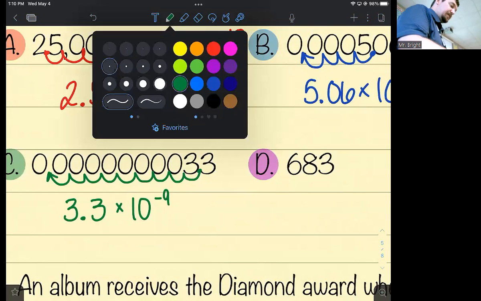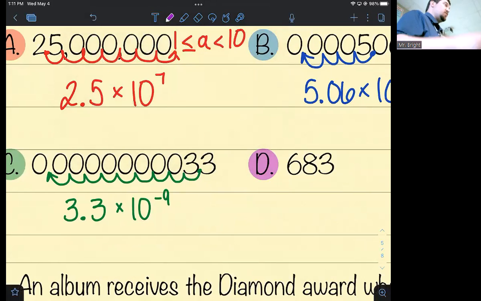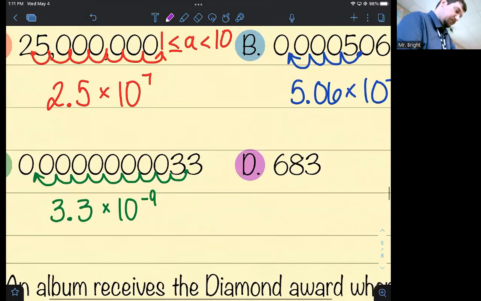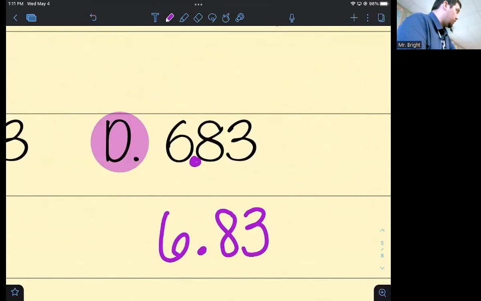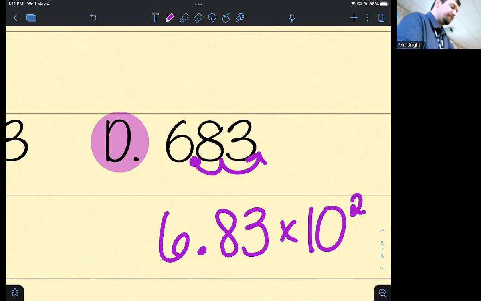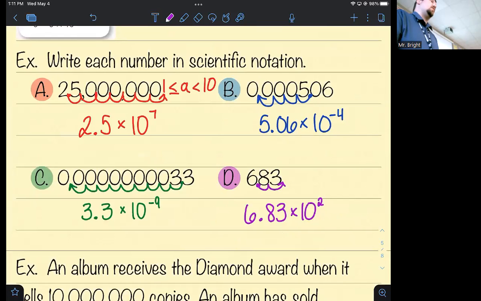And then example D, 683. Not sure why you'd want to write this in scientific notation, but we can. Lizzie, where would you put the decimal point? Okay, so 6.83. And then would I have to move the decimal to the left or to the right to get it back to its original location? How many times? Twice. Times 10 to the positive or -2? And that makes sense, because what is 10 squared? 100, and 6.83 times 100 is 683.